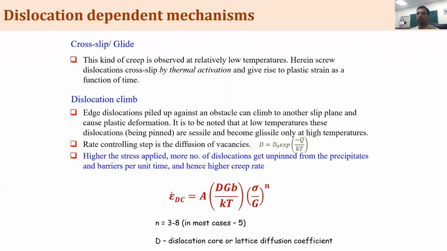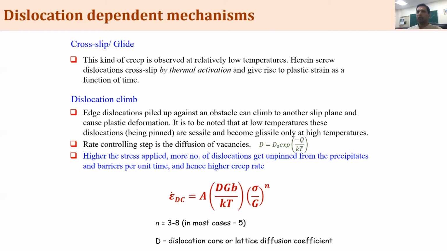Now let's move on to dislocation dependent mechanisms. Now dislocation dependent mechanism, we can separate it primarily again into two parts. One where cross-slip or glide is the mode of plastic deformation. The other where the climb is the mode of plastic deformation. So dislocation climb. Now this dislocation climb is the one which is more sensitive to temperature and hence more dependent on temperature, and you can say that this particular creep phenomenon is more temperature sensitive.